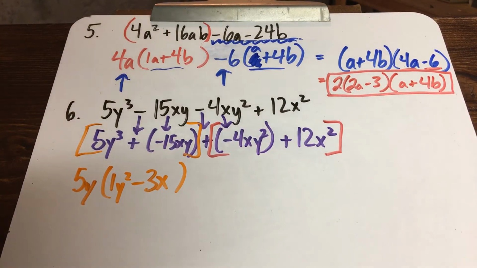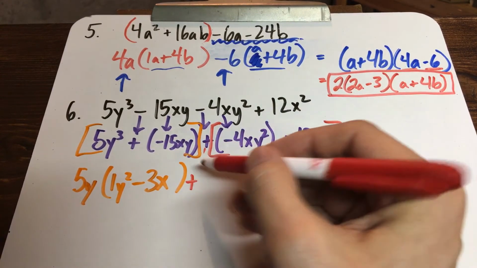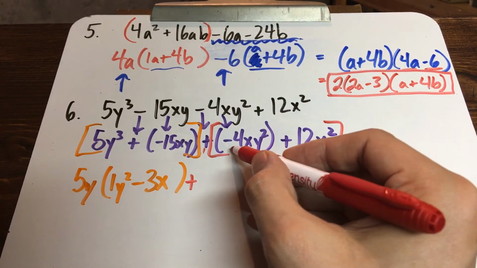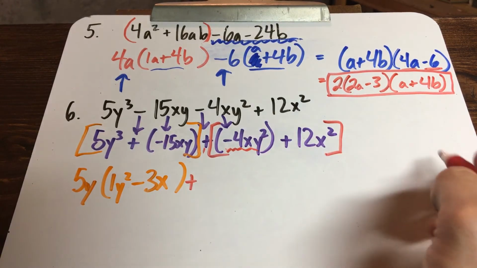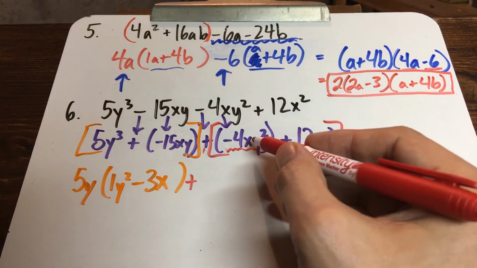Now, in my red parentheses or red bracket here, I've got a plus sign right there. I can drop that down, but I see a problem. This starts with a negative, so I want to divide this by negative 4 instead of positive 4. Oh, and they also have an x in them.